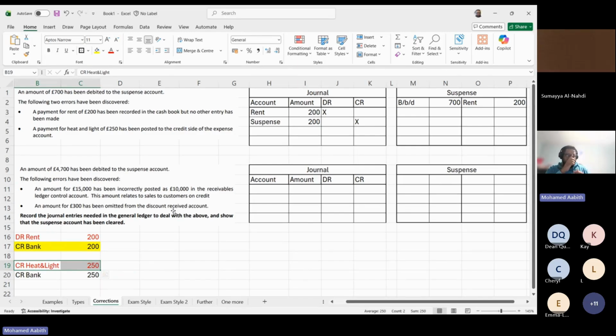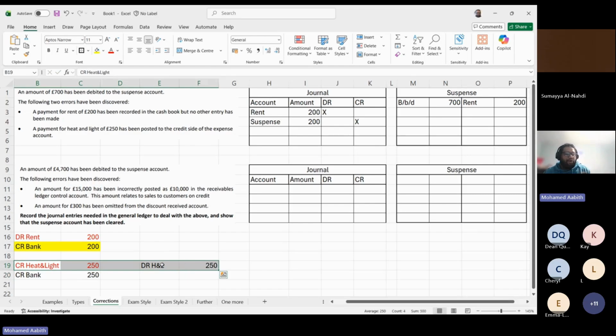So how am I going to correct this? There are two ways to correct it. One is I do it once and then suspense, and then again I do the same entry again with suspense. Or we can do one big correction entry. Why? If I put something on the wrong side, to make it right we have to do that twice. That means the first thing is if I debit heat and light for £250, what it does is it cancels the incorrect entry, isn't it?